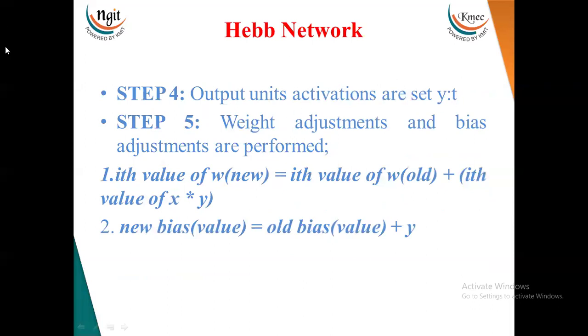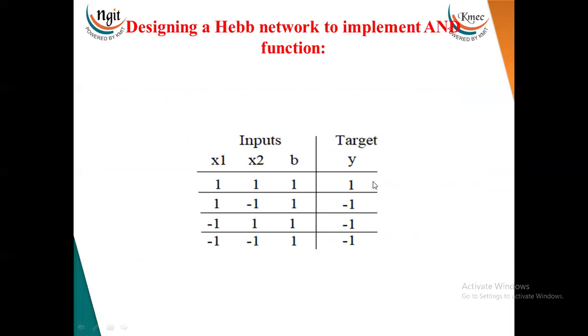And in step 5, I'm calculating this: new weight equal to the ith value of old weight plus the ith value of X into Y, and new bias equal to old bias plus Y. Then it will increase the strength of the new neuron with the help of the firing of the old neuron. Okay. So these are the inputs.